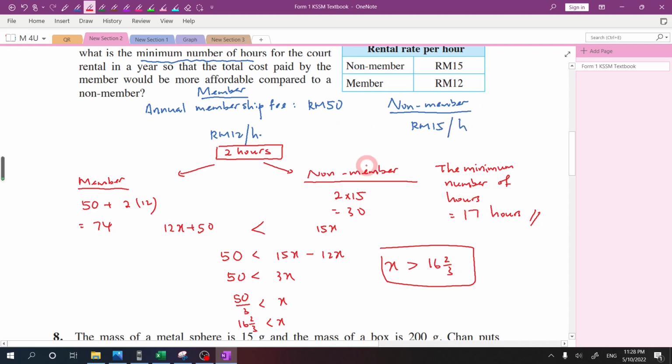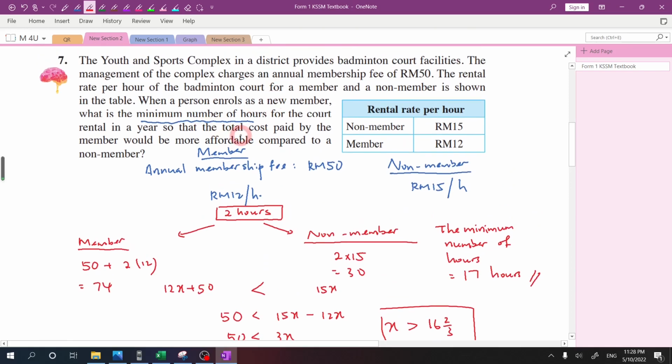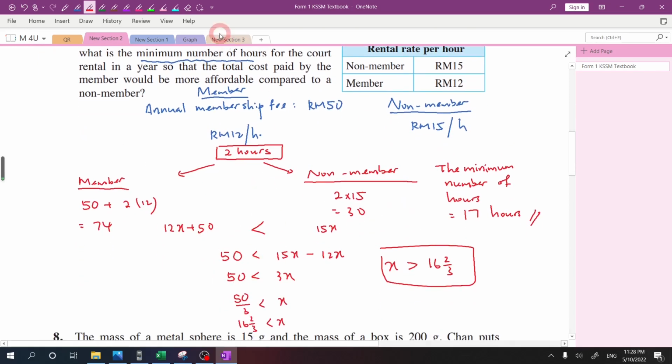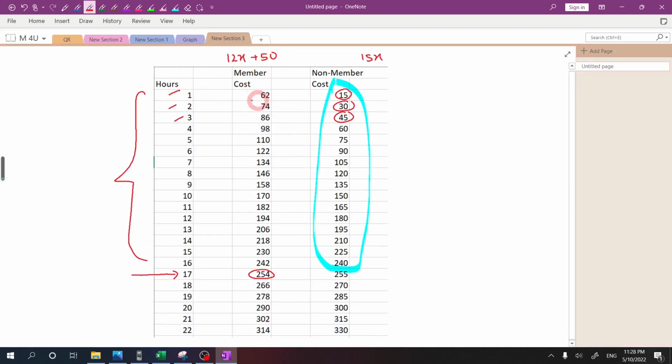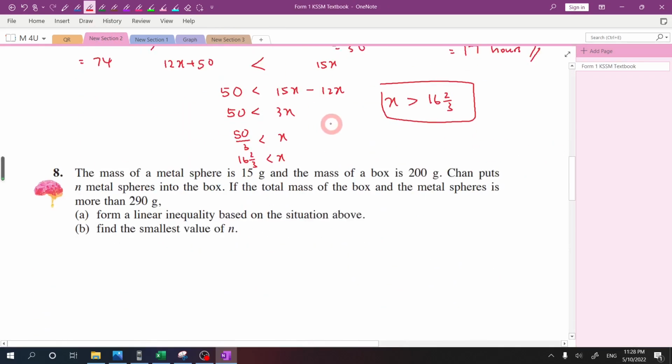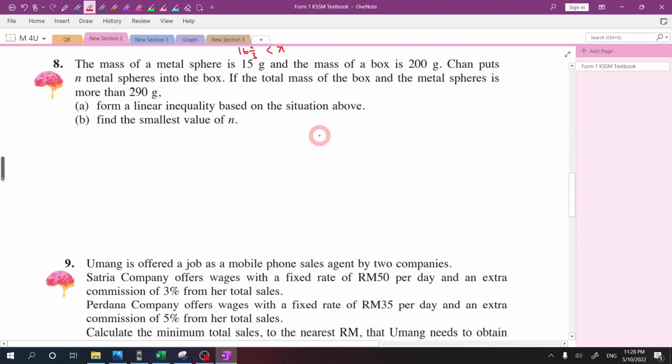Okay, this is how we use inequality knowledge to help us solve this type of question. If you don't know this method, you need to calculate every single hour. For 1 hour, you need to pay how much for member and non-member; 2 hours, how much. It takes a very long time, right? Okay, now let's go to question number 8.